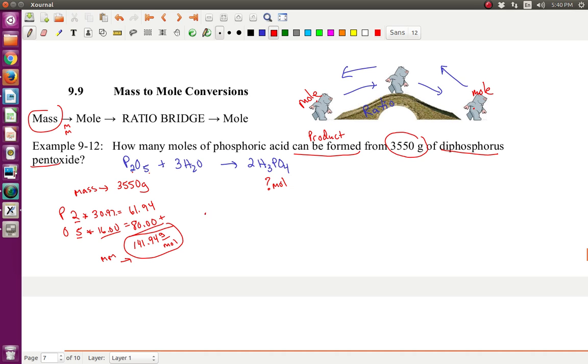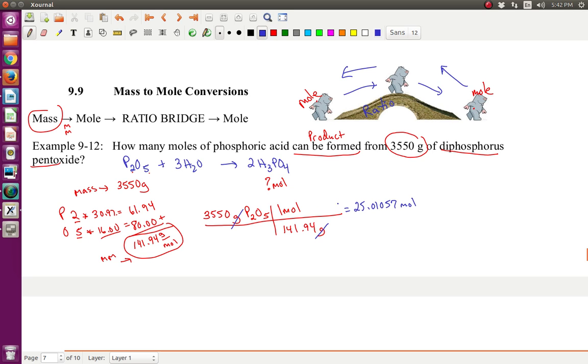So now you always take the information you start with, 3,550 grams of diphosphorus pentoxide, and I am absolutely requiring you to write the molecule in. So I have to turn it into moles first. So 1 mole of that stuff is 141.94 grams, and then we do the canceling. And we end up knowing how many moles that we have. I'm going to break it down into pieces this time, and then I'm going to do it in one full step.